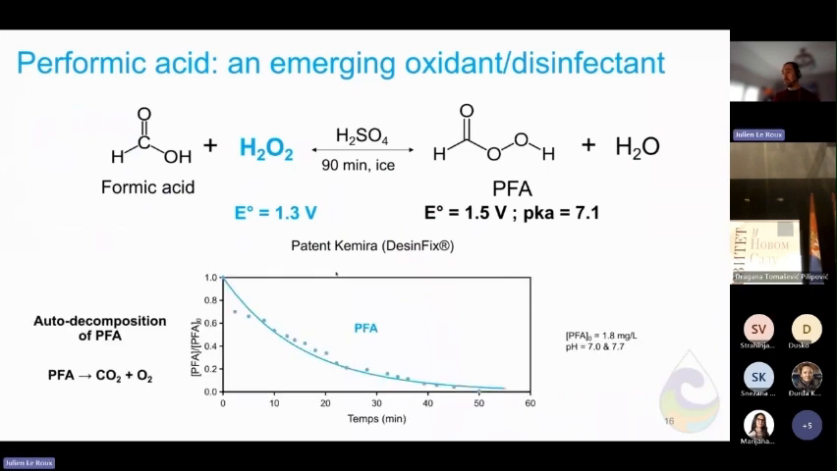The thing is that this performic acid molecule is very unstable. So we performed a kinetic decomposition, and we found out that it's almost totally removed in less than 1 hour. The good thing is that since it's unstable, it's not staying in the river, and it's decomposed mostly to carbon dioxide and oxygen. So in the river, it's good to protect the ecosystem in the end, but for the disinfection and the reactivity, it's important to know this decomposition.